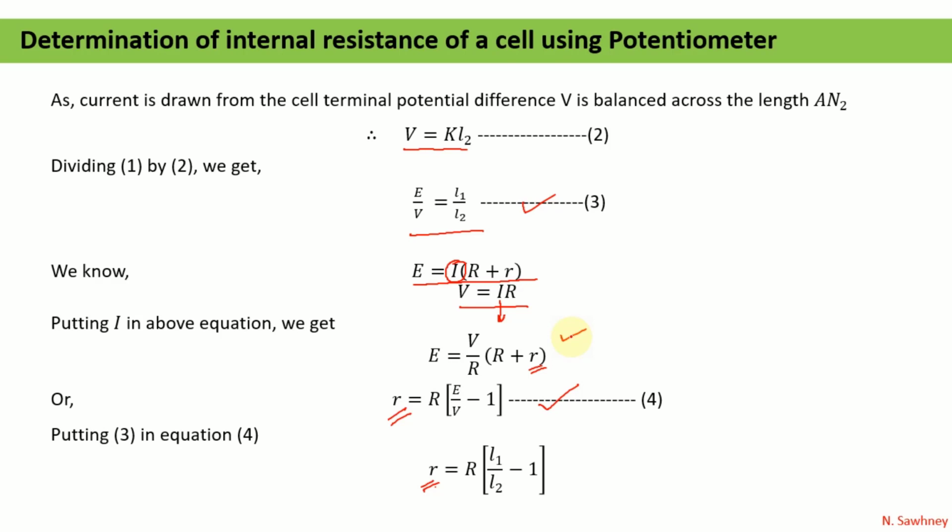Also, there is one more question: why do we use a potentiometer when we have a voltmeter to measure the potential difference? The reason is that the EMF of a cell is very accurately measured by the potentiometer, because it does not draw any current from the source and it is a highly sensitive instrument.